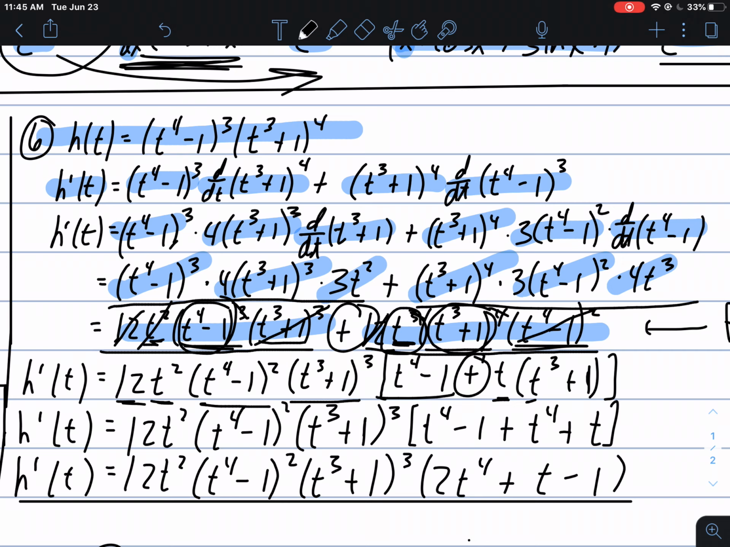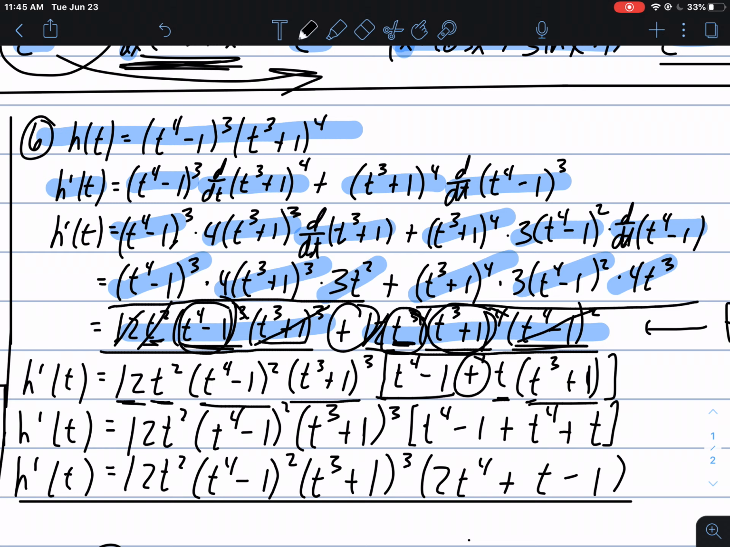And we still have a t cubed plus 1. But all that is basic factoring out of common factors. It's just a little more interesting because the common factors are binomials in this case.